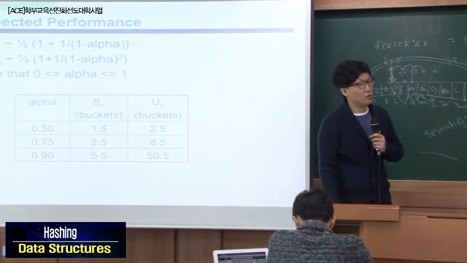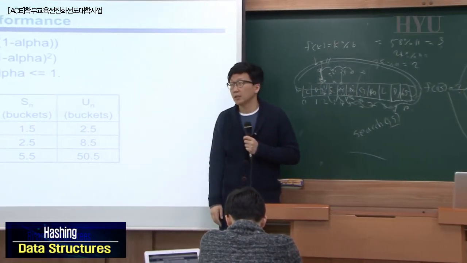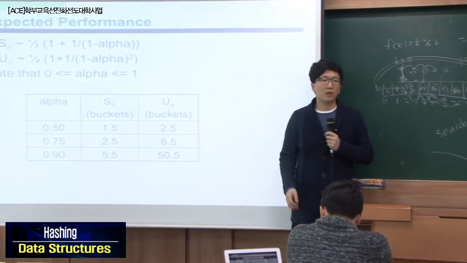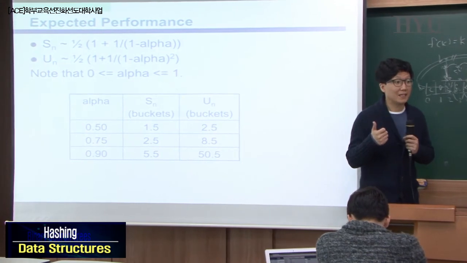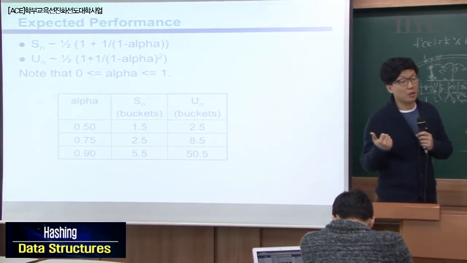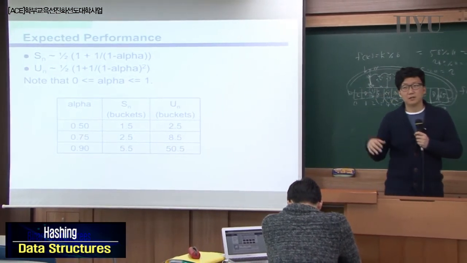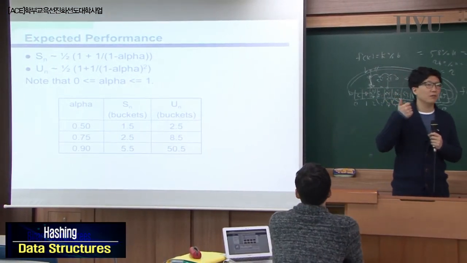So what we can control is probably the alpha value. Within the alpha value, the thing we can control is probably the value B, because in most cases we don't know how many elements will be coming in. So the question comes back to, what is a good value for B?